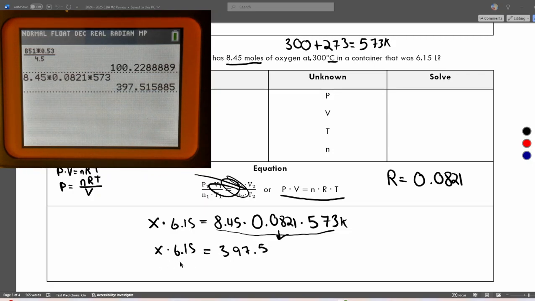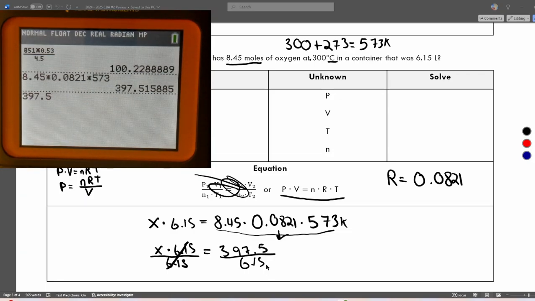We just need to get x by itself. What we do to get x by itself is the opposite of what this says. So this is x times 6.15, so we're going to do x divided by 6.15. Cross that out. What we do to one side, we must do to the other. 6.15. Let's put that into our calculator. 397.5 divided by 6.15 equals, and that's going to give us 64.6. Pressure is atmospheres.